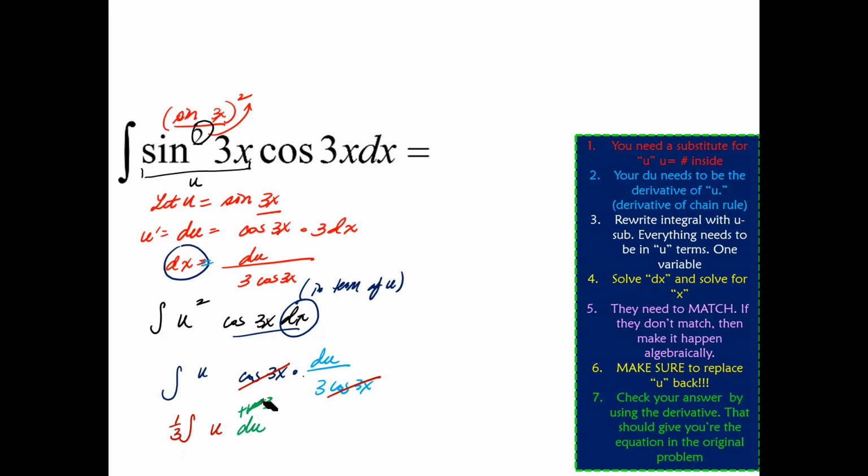it's a 2. Oh my gosh, I'm so screwing up. I apologize. It's a 2. Plus 1 equals 3 divided by 3, which is going to be 1 over 3 times 1 over 3, which is 1 over 9. U, so I'm going to replace the u as sine 3x to the third power plus c. Wow, that was really bad. Sorry about that, guys. Got a little bit ahead of myself, but that is your answer.